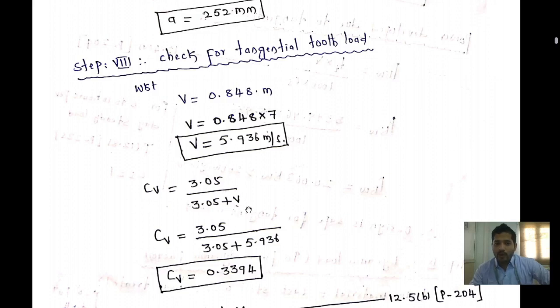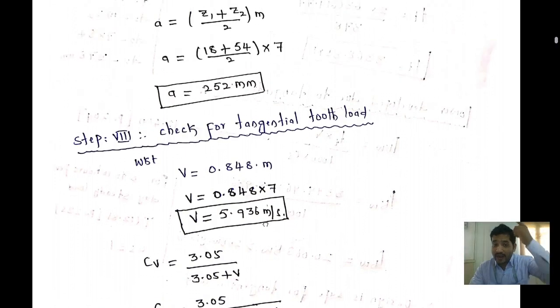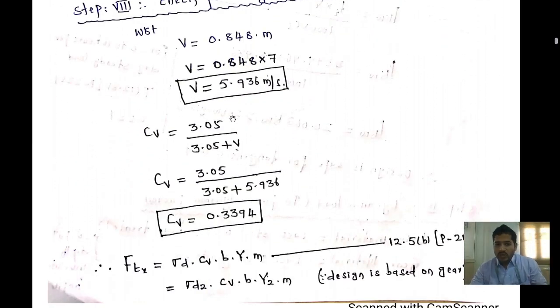So we have the formula of module. V is equal to 0.84 into module, which is 7. If you multiply this, we get the value of 5.936 meter per second, because this value we already found above. Is it right? So you just need to substitute 5.936 over here.